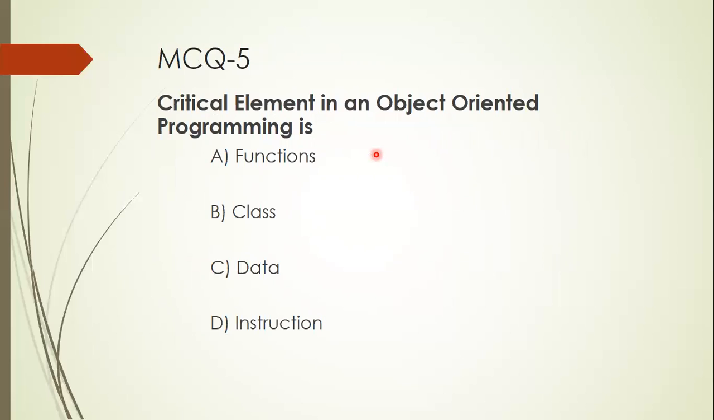The critical element in a procedure-oriented program is function or algorithm. The critical element in an object-oriented programming is, there are 4 options: functions, class, data, and instruction. So the most important component of any object-oriented programming is data. The correct answer is C.